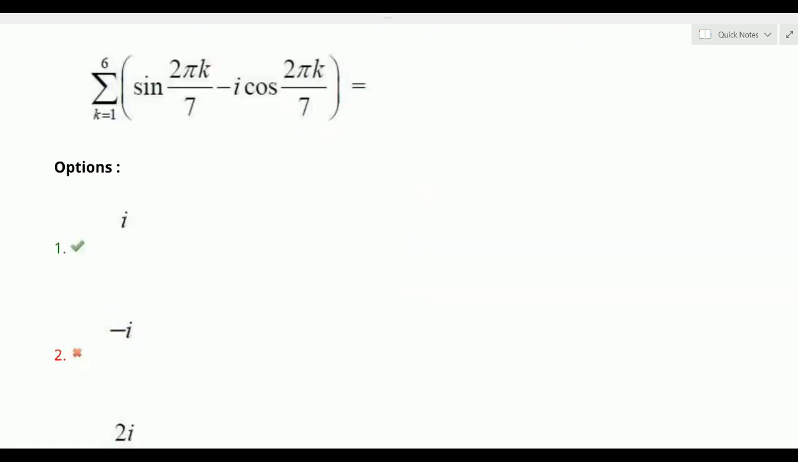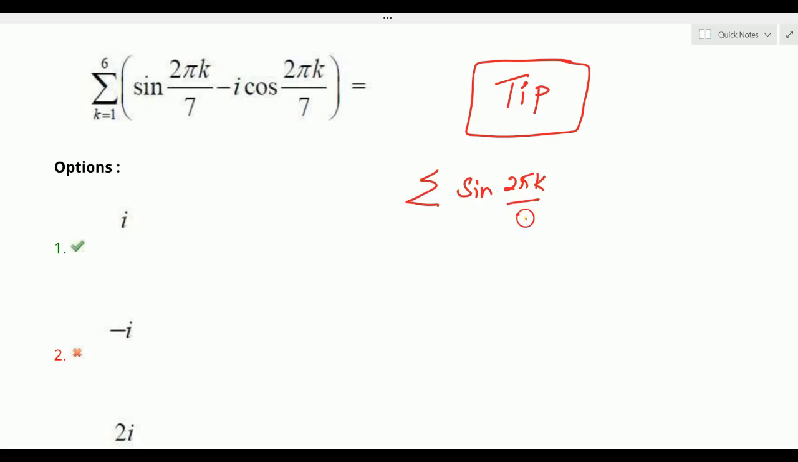Yes, this is one of the standard results. What is that standard result? As a tip I am giving here. Already formulas tips and formulas ఇచ్చాను, అందులో ఇది ఉంది క్లియర్ గా. ఫార్ములాస్ అన్ని నేను వీడియోస్ అప్లోడ్ చేశాను, కావాల్సి చూడండి. ఇది టిప్ ఏంటంటే సిగ్మా sin 2πk by r plus 1 minus i cos 2πk by r plus 1, where k varies from 1 to r.